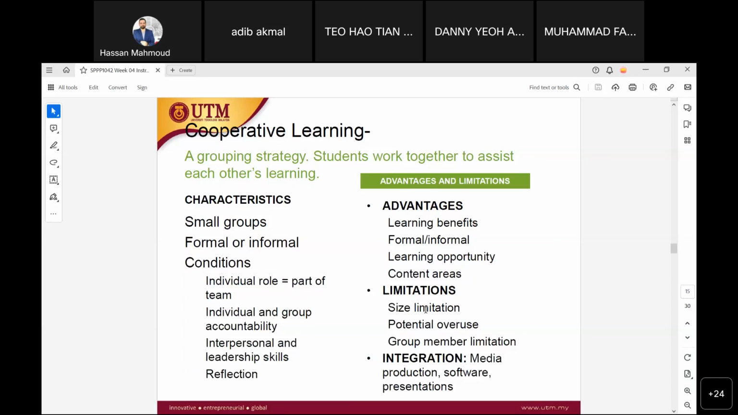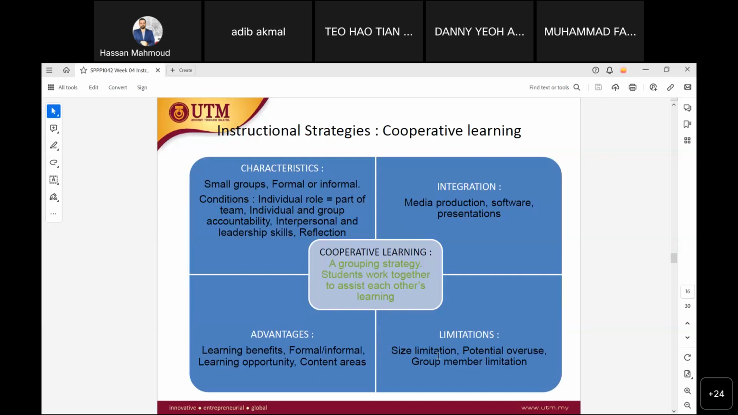Okay. All right. Now we have something called cooperative learning. Since it's a cooperative learning, so we work together as a teacher and students, right? So it's a two ways of communication. And when we talk about cooperative learning, for the characteristics, it could be for small groups, formal or informal, right? Formal or informal.